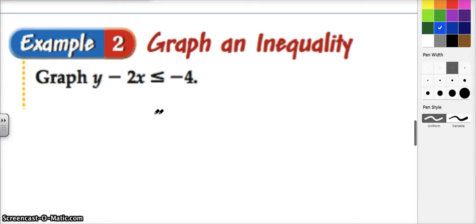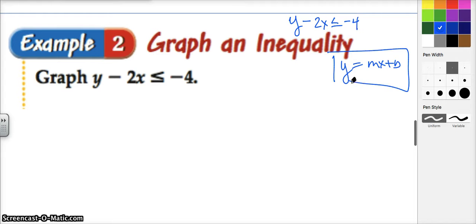So let's start off with this one. This is really nice. I like that this equation is almost in slope-intercept form, right? Y minus 2x is less than negative 4. Looks almost like y equals mx plus b, where I'd have to bring this over to the other side. And so I'm going to do that. This is fun, right? We love putting it in that form.